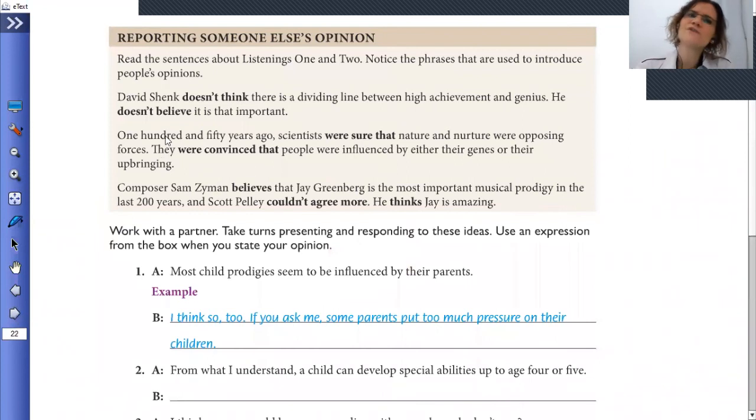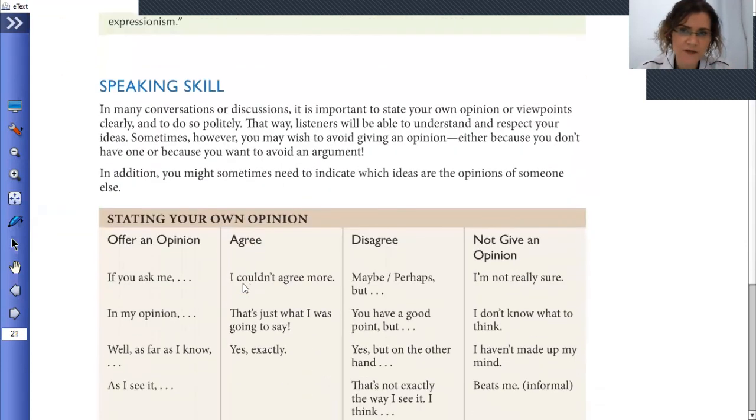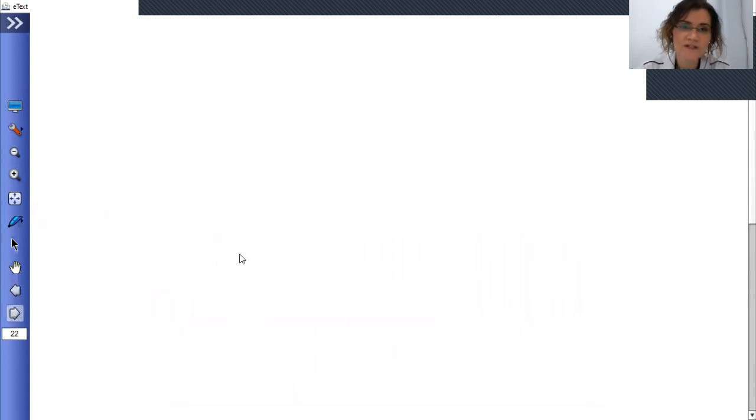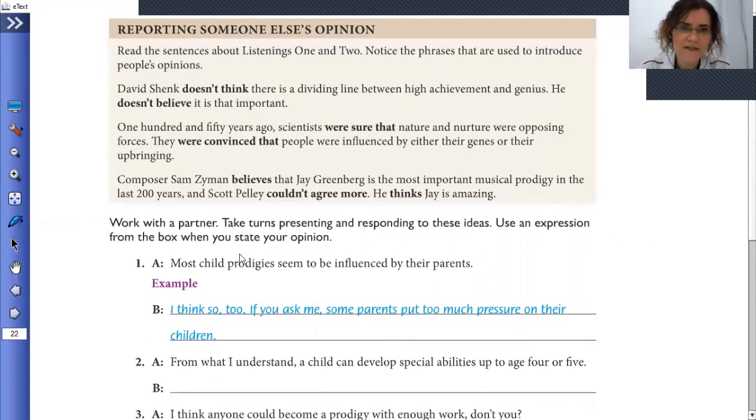Another thing you could do is report someone else's opinion. Let's say you don't have an opinion, but you want to state something, then you could even use someone else's opinion. So, introducing the opinion of someone else. For example, here, David Schenk does not think there is a dividing line between high achievements and genius. He does not believe it is that important. So you could do that. Either you give your own opinion, you offer your opinion, you agree, you disagree, you do not give an opinion, or you decide to report someone else's opinion.